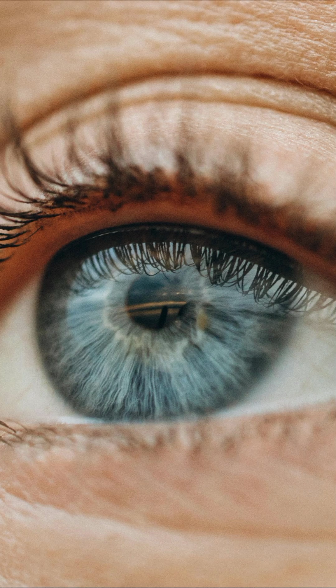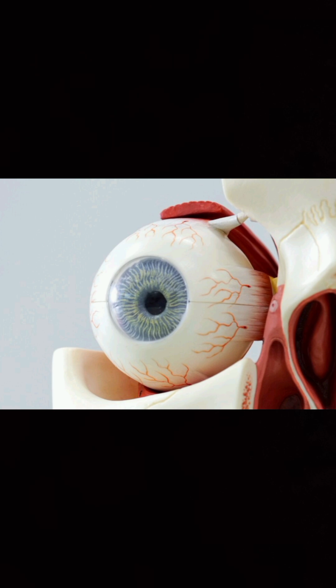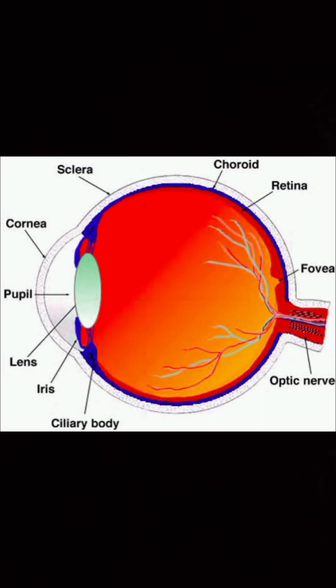Human eye. The adult human eyeball is nearly a spherical structure. The wall of the eyeball is composed of three layers. The external layer is composed of dense connective tissue and is called the sclera. The anterior portion of this layer is called the cornea.